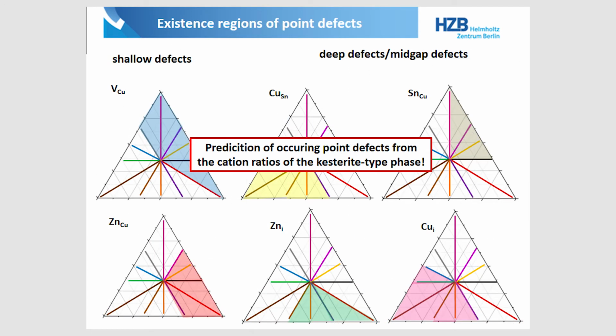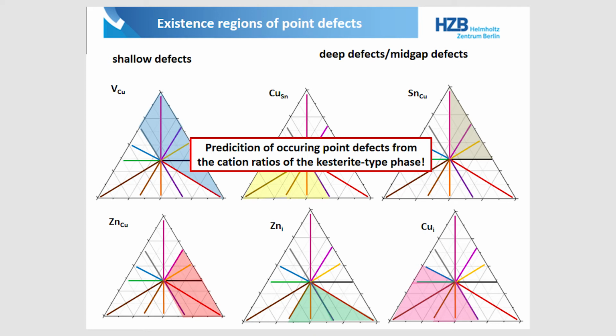So now we know that this model proposed by Alain Lafond to define off-stoichiometry types can be applied to Kesterite-type compounds. And we know now the existence regions of the different defects. Some are shown here. On this left side, the shallow defects, and on the right side, the deep and mid-gap defects, which should be avoided. So in principle, now it's possible to determine from the composition of your Kesterite phase what defects you will have in your thin film.